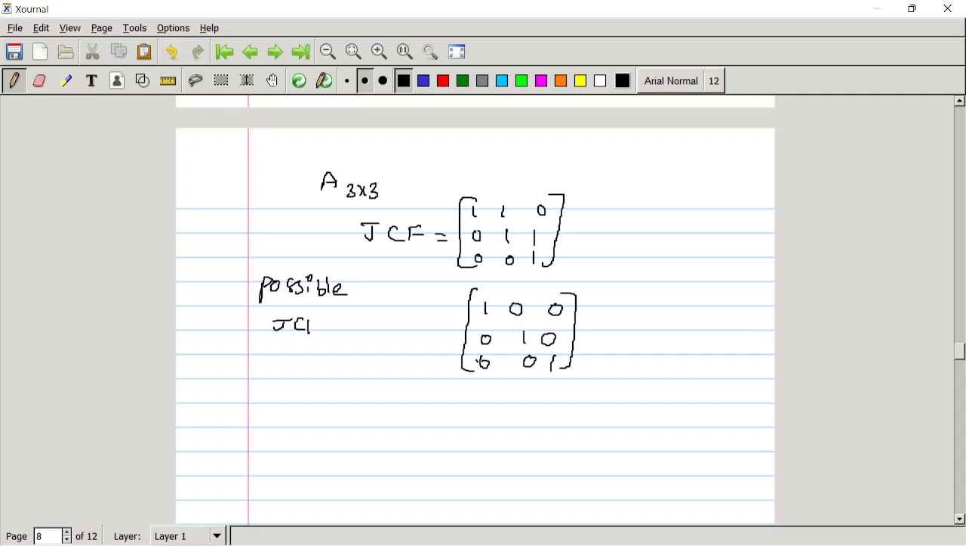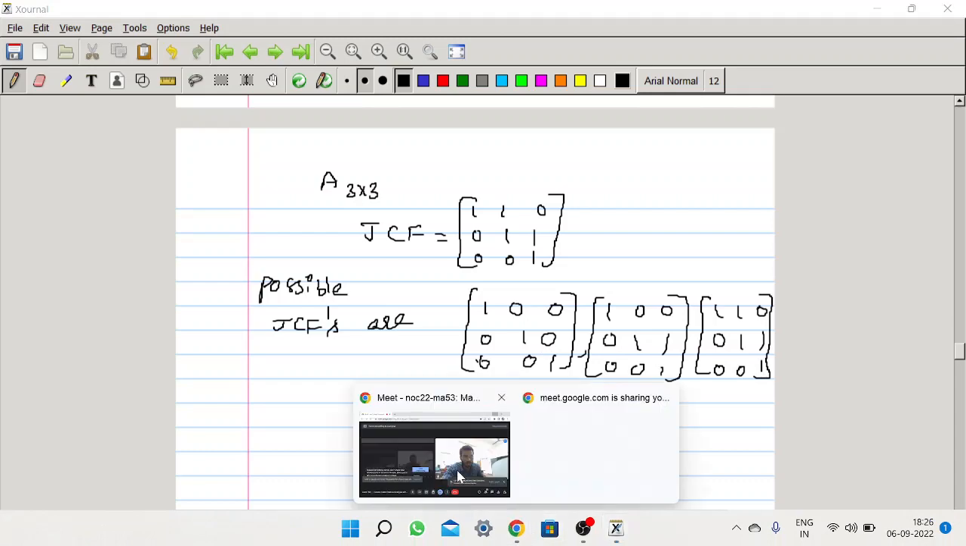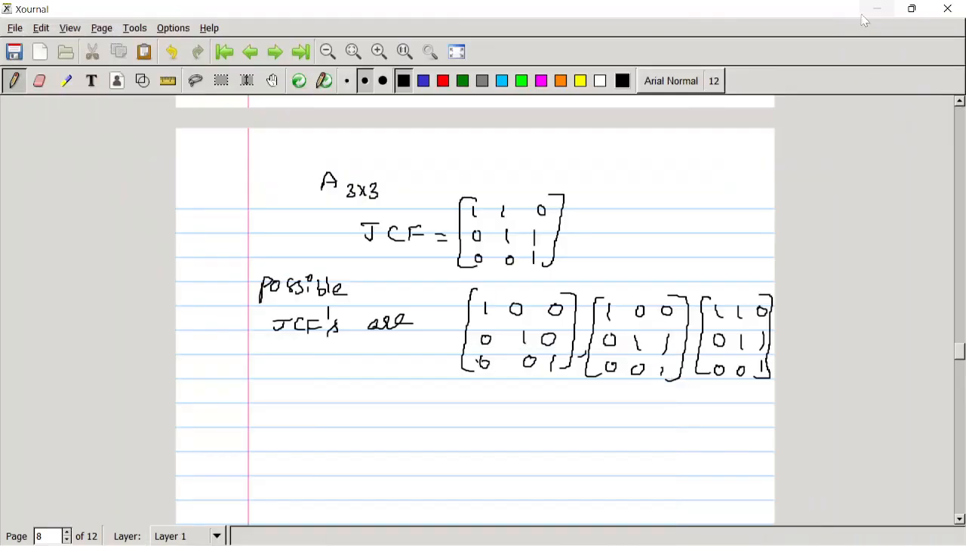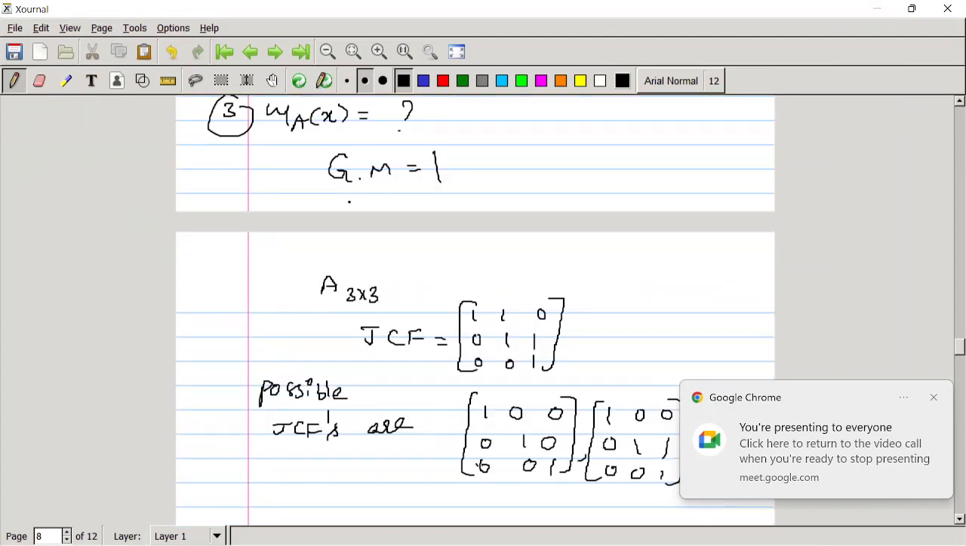Possible JCFs are this one, and the second matrix is 1 0 0 0 1 1 0 0 1. This is another block, and the third matrix is 1 1 0 0 1 1 0 0 1. These three are the only possible Jordan canonical forms whenever the eigenvalues are repeated and of AM 3. But here we have another condition, that the geometric multiplicity is equal to 1.